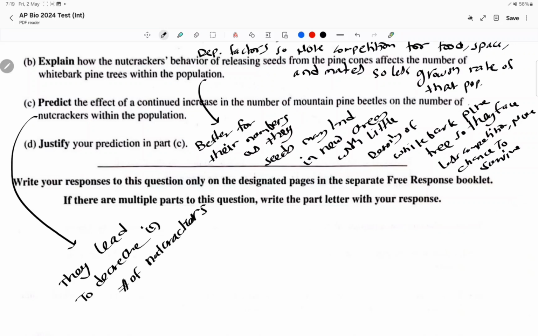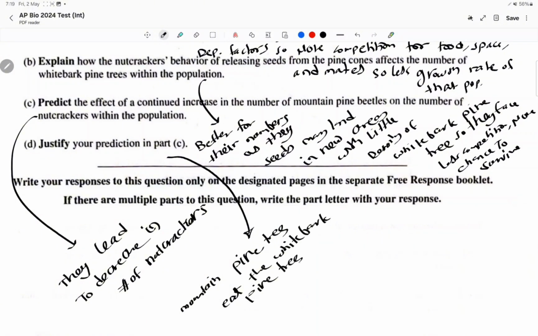Okay, so they're gonna say justify your answer. We're gonna say that the mountain pine beetles eat the white bark pine trees. So this means less seeds for the nutcracker birds to eat.